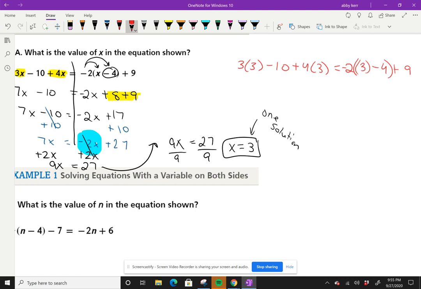So if I simplified this, I got 9 minus 10 plus 12, and then simplified this, which is negative 1. Negative 1 times negative 2 is 2 plus 9. So then I would get 11. And then this would be negative 1 plus 12. And then 11 equals 11. So that's how I know that that's correct, because I got a true statement. So 3, in this case, is the only number in the entire universe that would work for x.